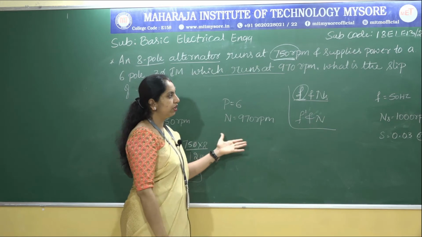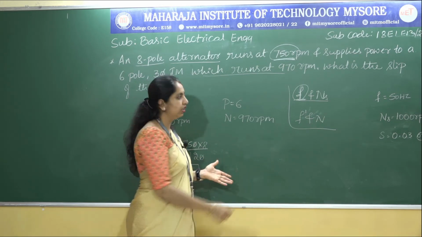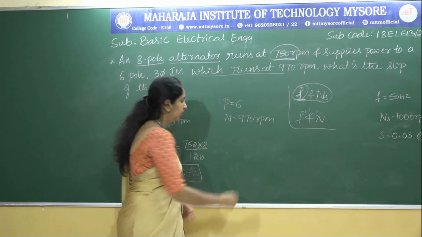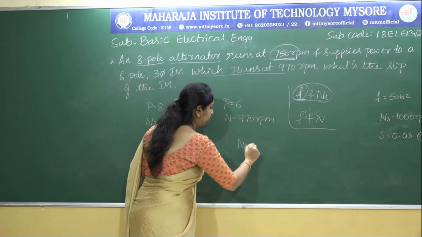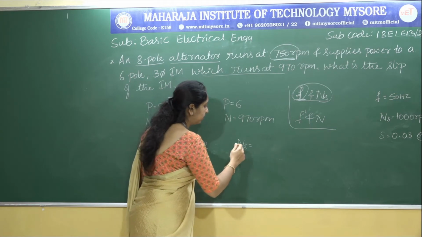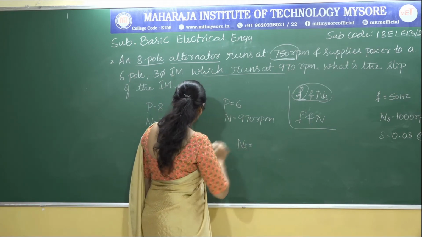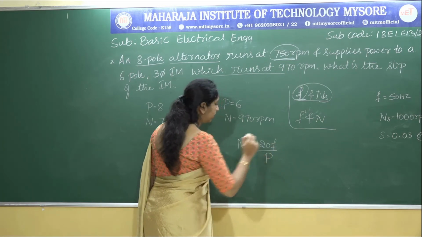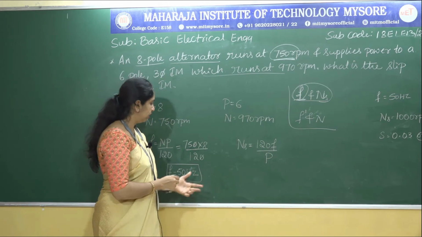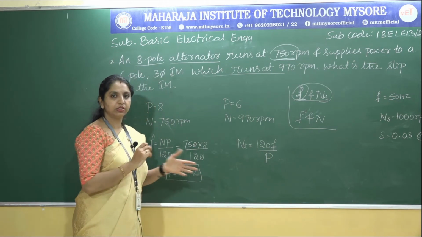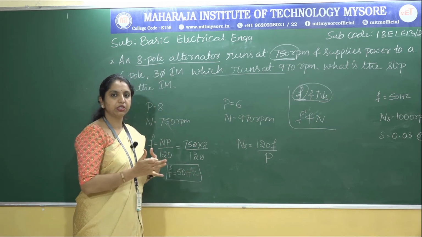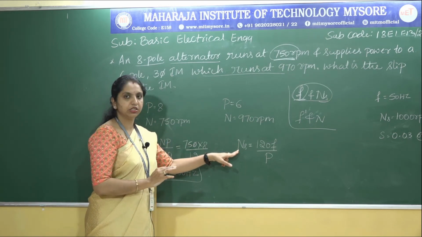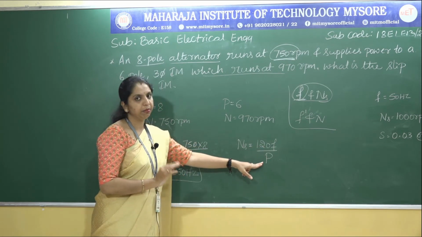And later, we need to find out the value of Ns, isn't it? So how can you find out the value of Ns? We know that since F is so, Ns is equal to 120 F divided by P. So remember, this is the equation. The relationship between the frequency and the speed is F is equal to NP by 120, and similarly Ns is equal to 120 F divided by P.